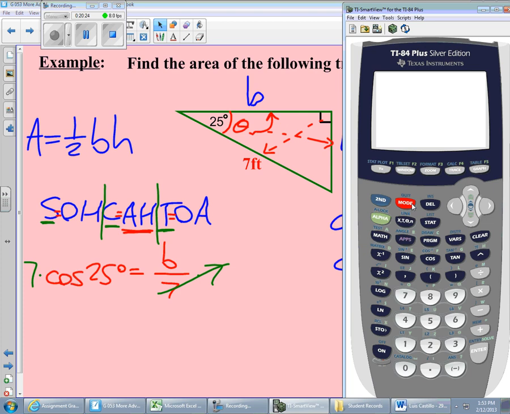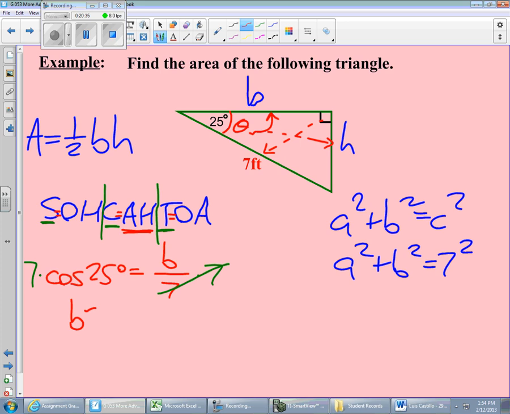And now I just ask, what is 7 cosine of 25? And the calculator knows. It is in the ballpark of 6.34. I would at least use a couple of decimal points at this point. The further you round off now, when you plug into your formula later on, the further your answer is going to be away from the right answer. So I wouldn't round any further down than a couple of decimal points on this.